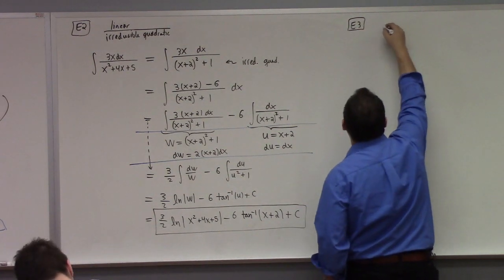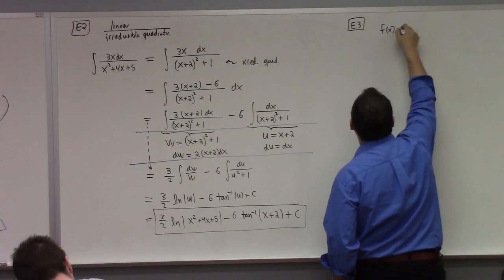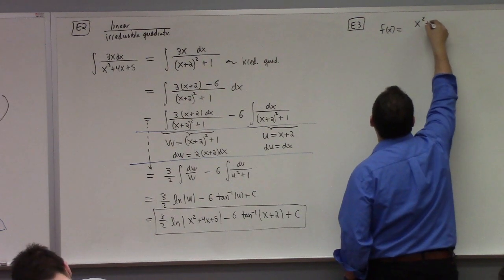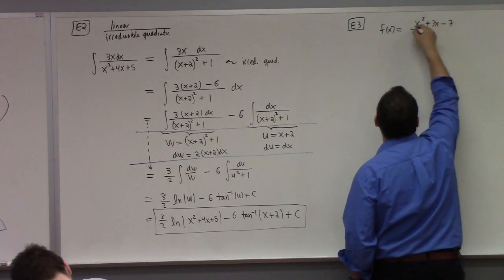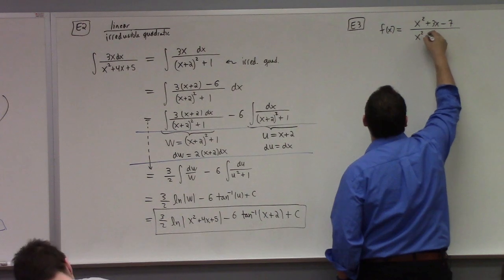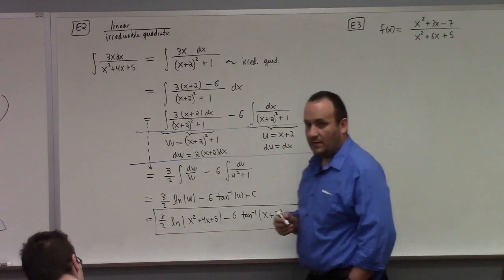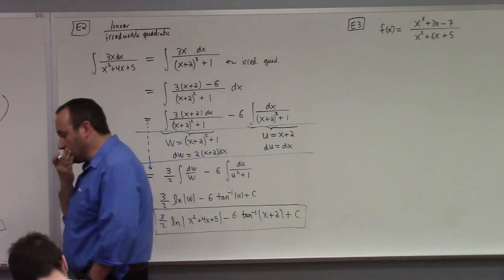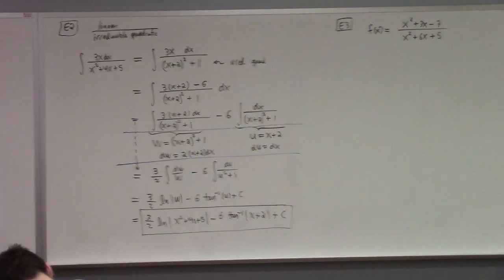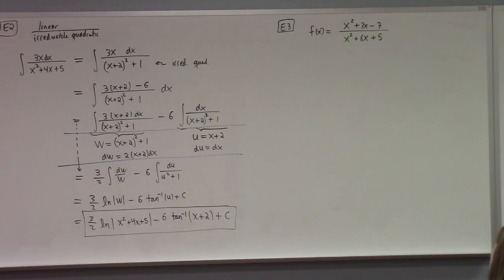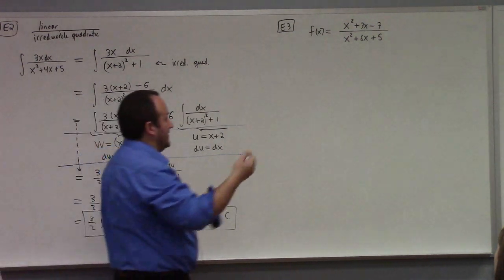So what if we face something like f of x equal to, say, x squared plus 3x minus 7 over x squared plus 6x plus 5? How do we integrate something like this? So this is different than the first two examples. In the first two examples, we've been looking at a rational function which is called a proper rational function. This is an example of an improper rational function.